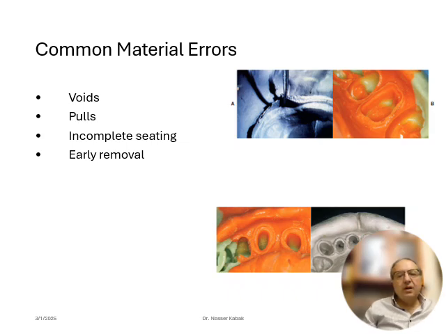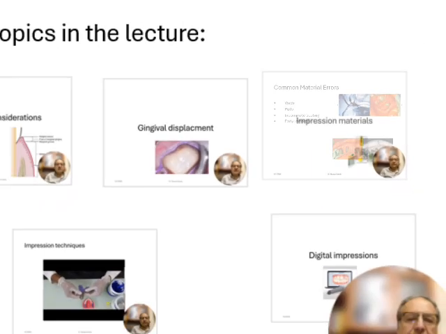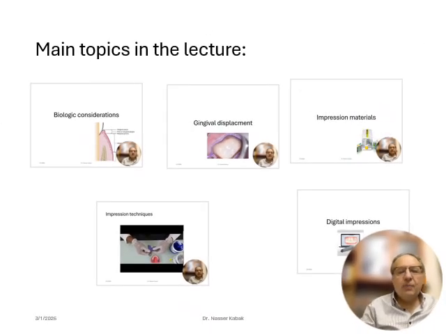What are the common material errors? Sometimes voids might appear inside the impression materials. Sometimes pulls or drags, incomplete seating of the tray, and early removal. So the main topics of this lecture will be biology, gingival displacement, impression materials, impression techniques, and digital impressions.